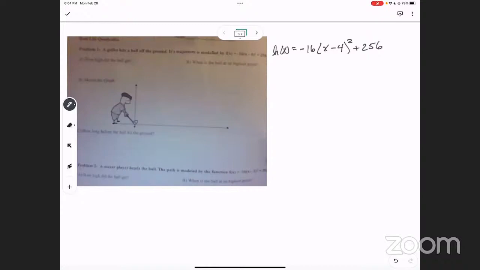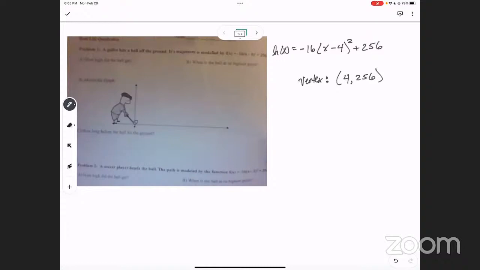All right. So how high will the ball get? Well, that would be the vertex. How high will it get will be the vertex. And notice that we have this in vertex form. Do you see that? So your vertex is 4, 256. And the reason I know that's going to be the top point is because this is a negative A, which means the parabola opens down. You remember that? So my vertex for this is going to be 4, 256.